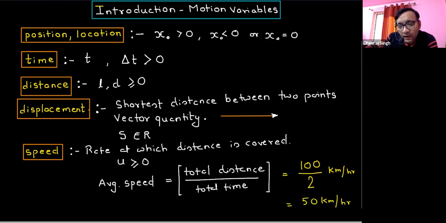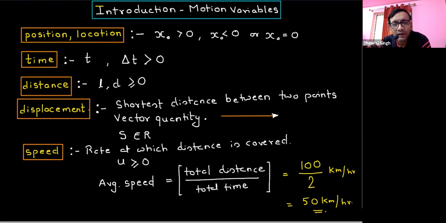What does it mean? If your average speed is 50 kilometer per hour, does it mean that you are traveling at 50 kilometer per hour? It doesn't mean that, okay? In between, my speed might be 20 kilometer per hour, then 60, then 70, then again 10, like that, my speed might be continuously fluctuating. Okay, but on an average, my speed is total distance by total time, which is coming out to be 50 kilometer per hour. So if I traveled at a constant speed of 50, then the same distance will be covered in the same time. This is what it means.